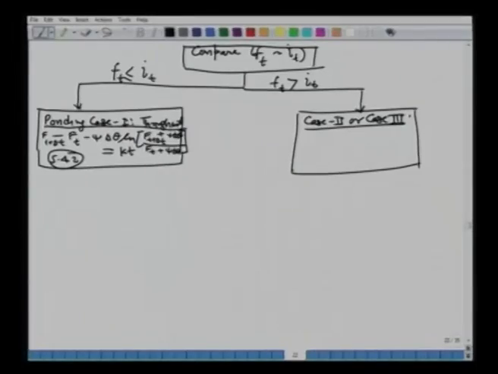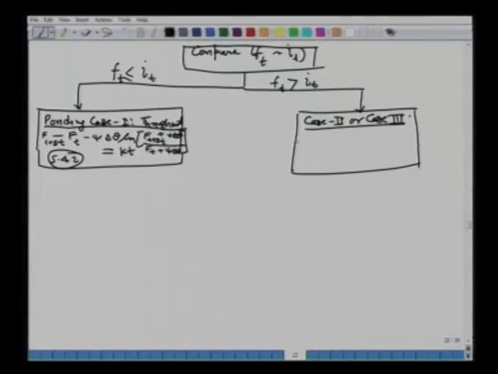Now, in order to distinguish between case 2 and case 3, we calculate the rate of infiltration at the end of the time interval. We calculate the variables at the end of the time interval and compare the infiltration rate with the rainfall intensity, and that will tell us whether it is case 2 or case 3, depending upon the relative magnitude. Because these are intermediate variables, we will denote them with a prime.